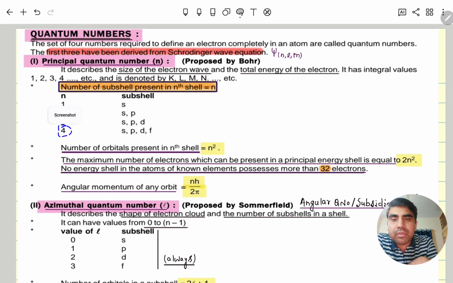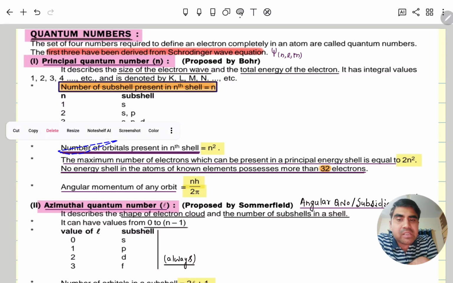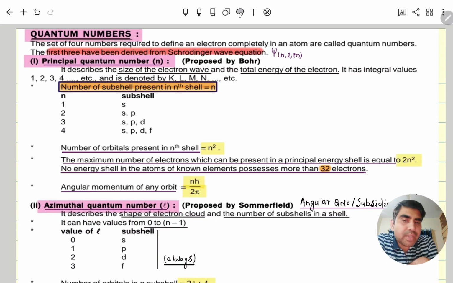So n equal to 1 means the first shell has one subshell. If the n value is 4, then how many subshells? 4 subshells. It means the number of subshells present in the nth shell is equal to n. The number of orbitals present in the nth shell is n square.